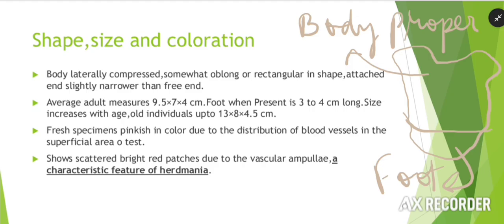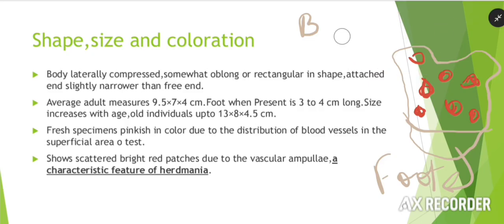Okay, so it says that it shows scattered bright red patches like this. Red patches are present on the surface of Herdmania, that is in the test. It is present superficially, which is the characteristic feature of Herdmania. So if you see here, these are the red patches. Where are the red patches coming from? Red patches are coming from the blood vessels due to the vascular ampullae.